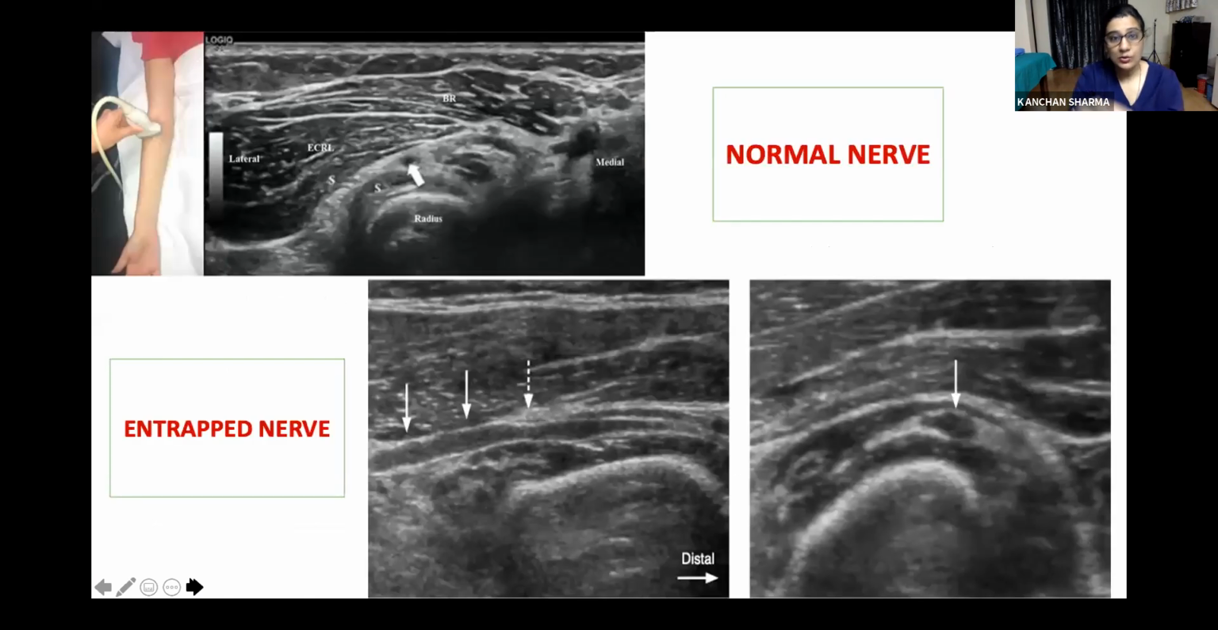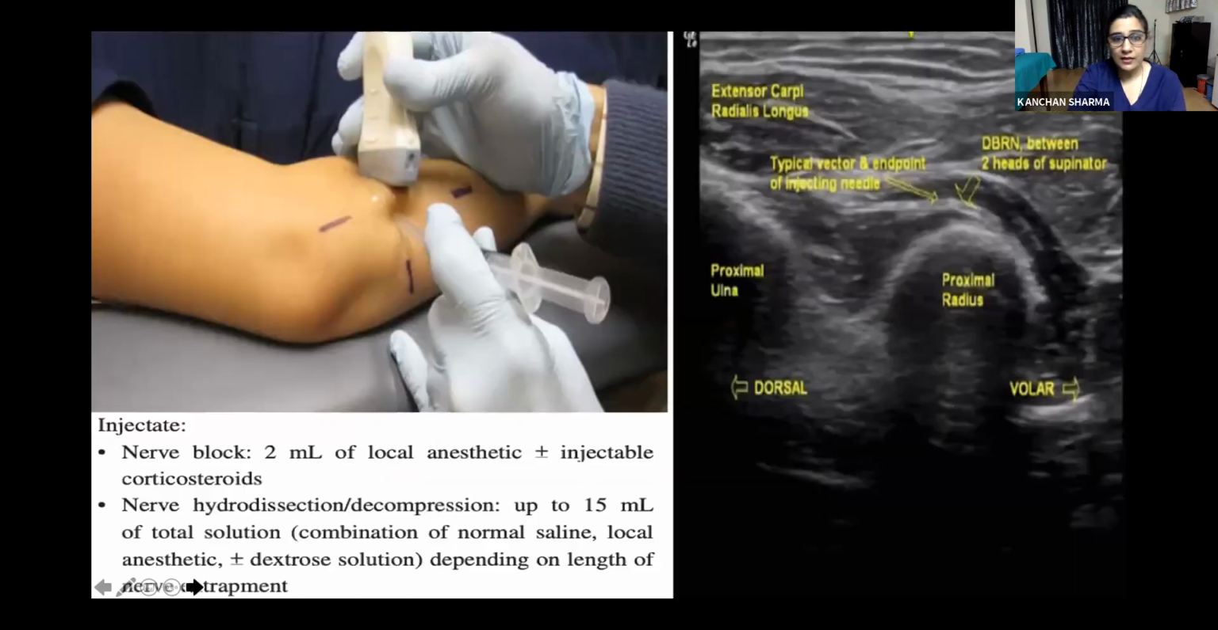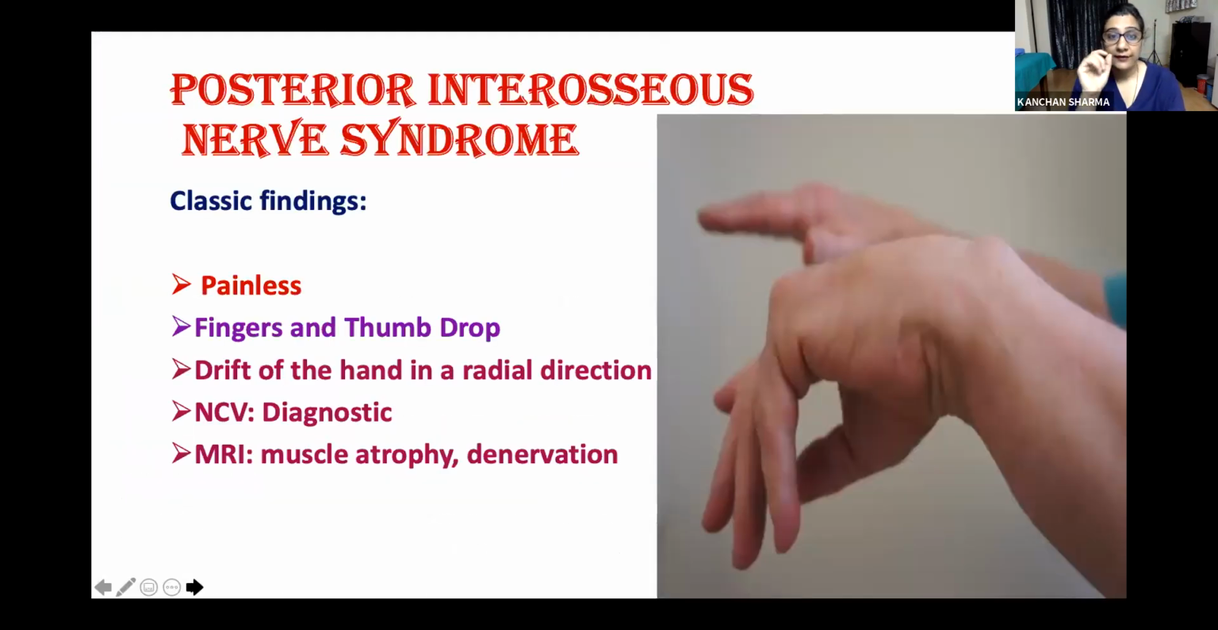So in ultrasound, I will be showing you how you examine this nerve. And if there is a pathology of this nerve, then instead of looking at this black dot as a small dot, it will become like this. So I'll be showing you this. Remember, the gist of the story is, whenever you have radial tunnel syndrome, it will be painful, but posterior interosseous nerve syndrome will be painless.